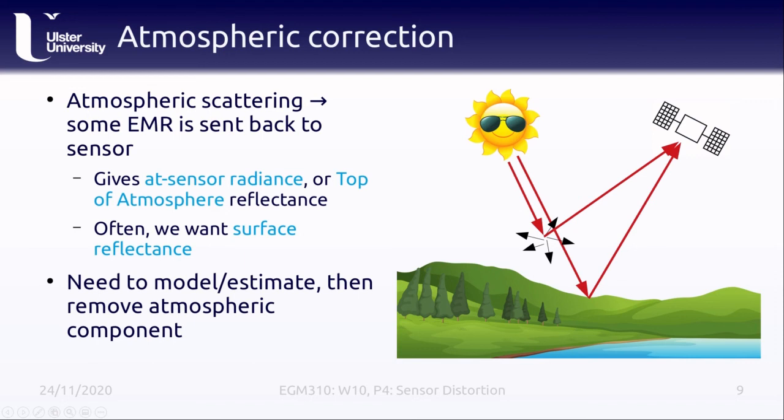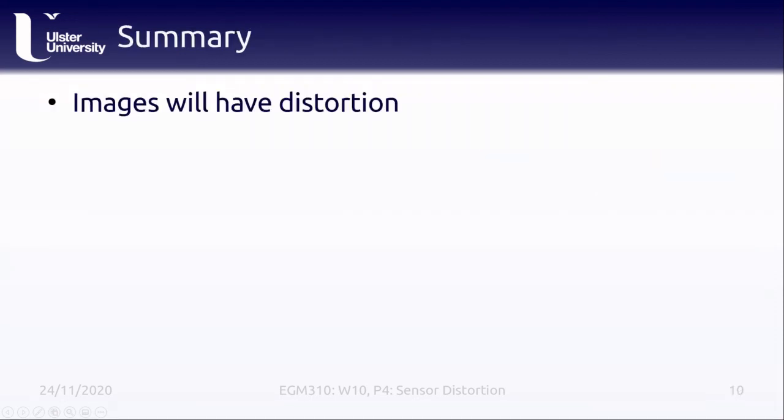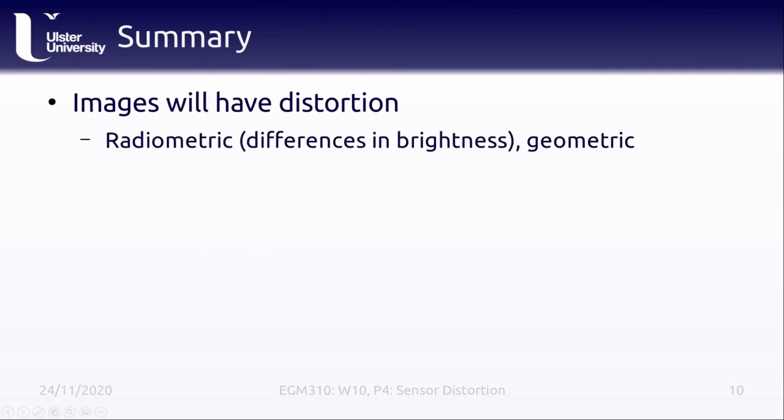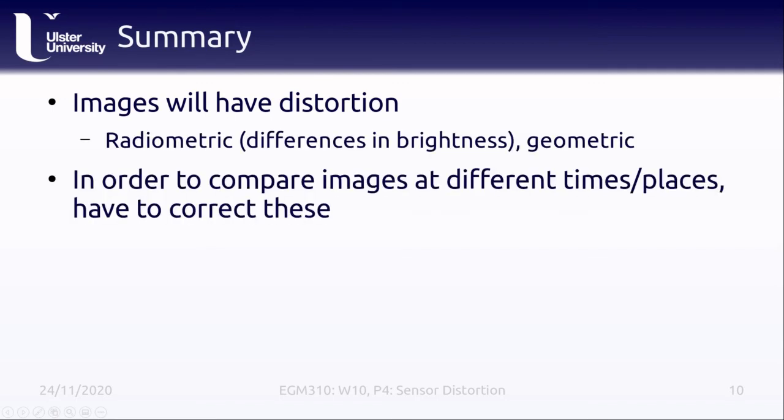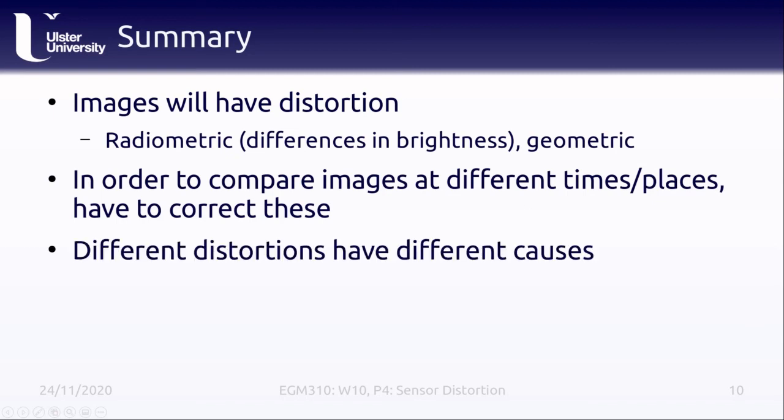exact process. In this lesson, we learned that images will have distortion, either radiometric or geometric. In order to compare images at different times or different places, we need to correct these distortions. These distortions can have different causes. Systematic distortions are predictable. We can use a mathematical model to estimate them and correct them. Non-systematic distortions are random. We can correct them, but we usually have to use external data to estimate them.